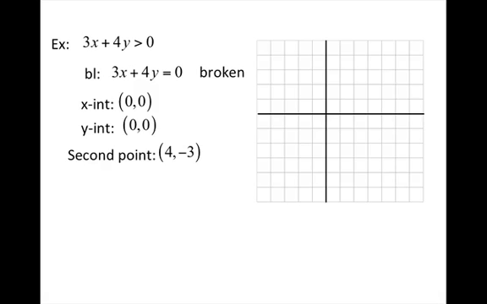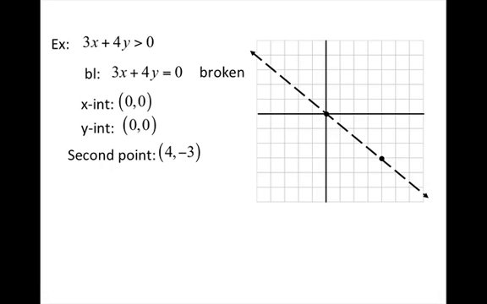So to graph my boundary line, I'm going to graph the points 0, 0 and 4, negative 3. Now this is the part that you have to really remember to do. Since my inequality was not equal to, this is going to be a broken boundary line. So don't draw a solid line through those points, but instead draw a dashed line or a broken line through those points. That's our way to show that the boundary line is not part of our solution.